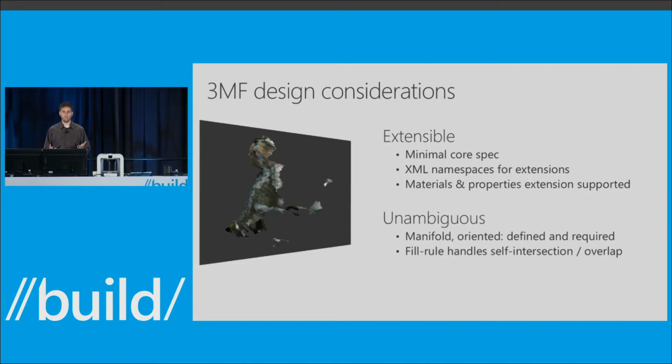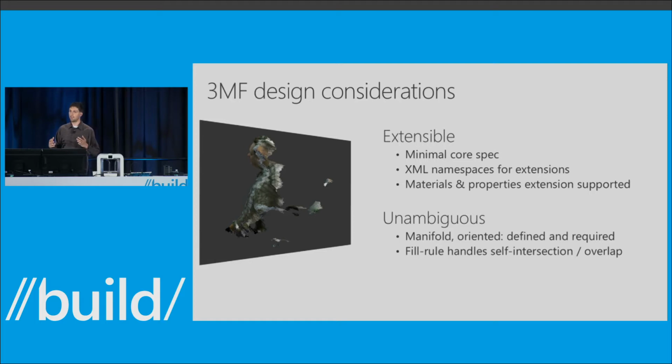You can just drop down to the minimal core spec, or whichever set of extensions you do understand, without actually losing the ability to process the file. We have already created one extension. We call it the Materials and Properties extension. You can find it on our website.